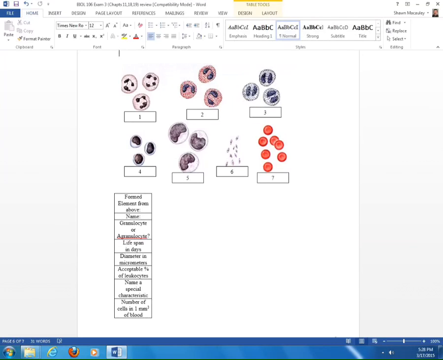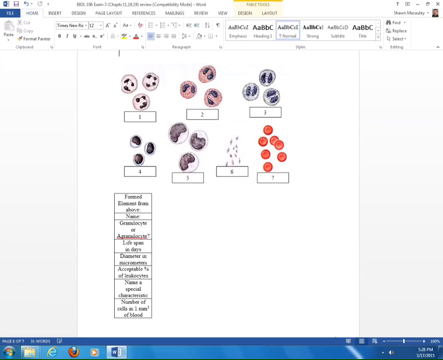Neutrophils, they're primarily about fighting off bacteria. So those little granules are going to be releasing antibacterial factors. So the neutrophils are mostly about bacteria. The eosinophils are mostly about worms, parasites. Basophils, think allergies and histamines.